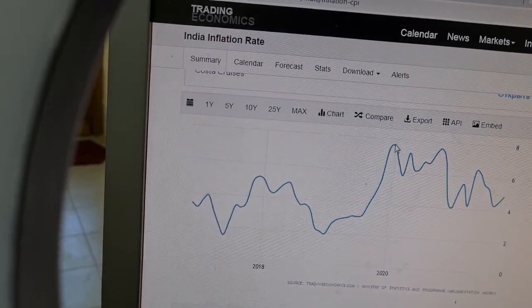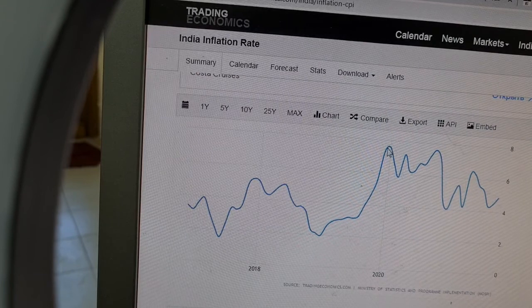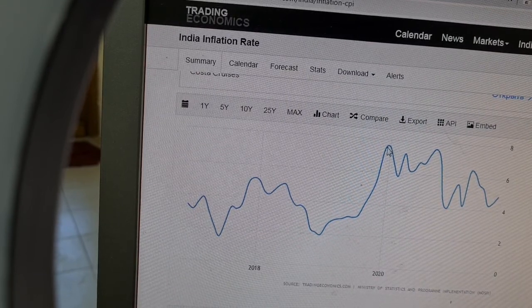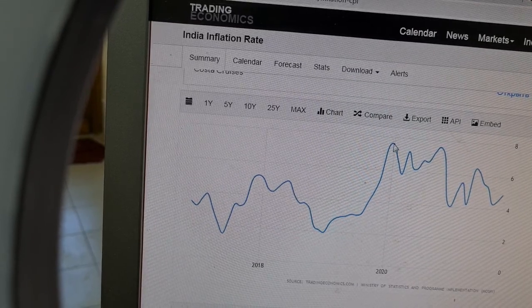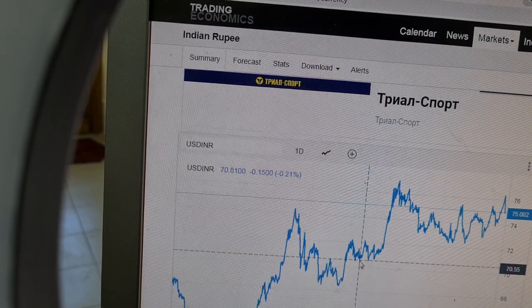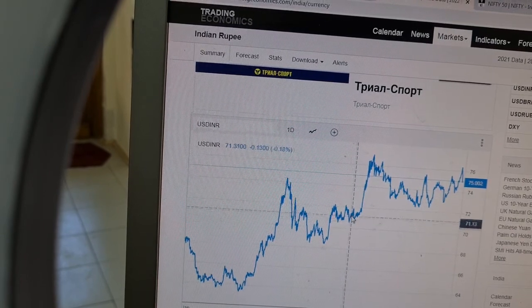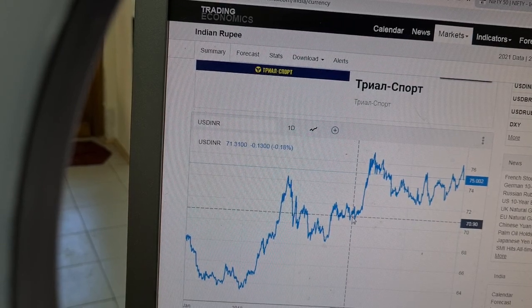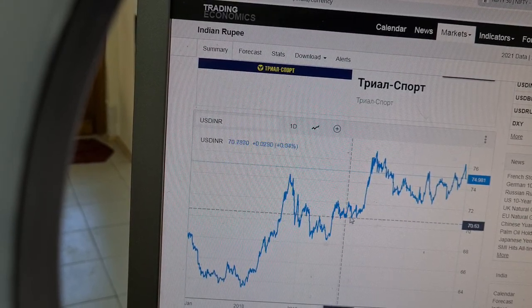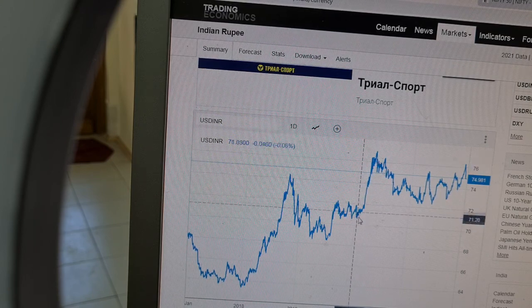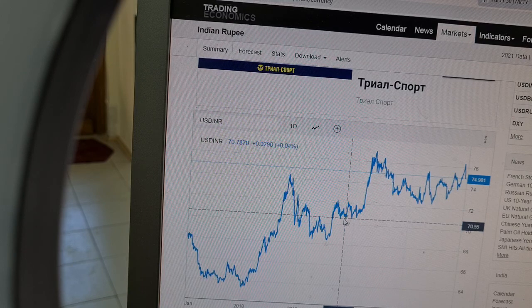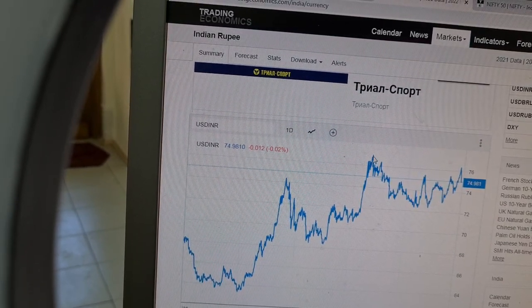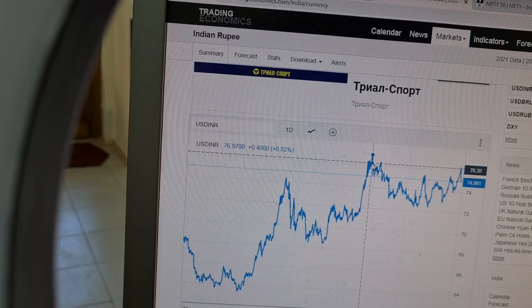This is the inflation chart. It went up to, as you can see, the top peak of almost touching 8%, meaning 7.7% around April 2020. And look at what the Indian rupee did in the same time. This is INR against USD. So this went up from October, this December. You can see this is zoomed, from around 70 to a peak of 76.5. This is what happened during that time, 76.2.